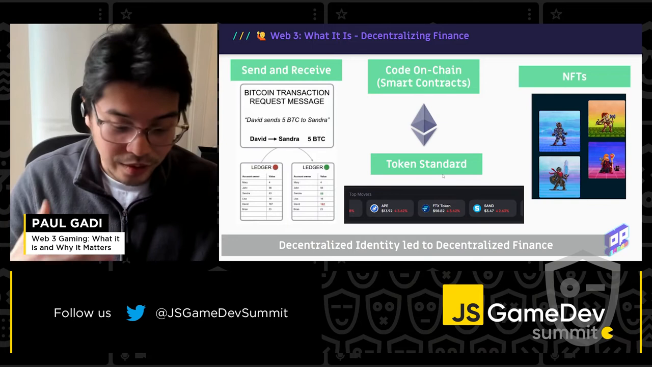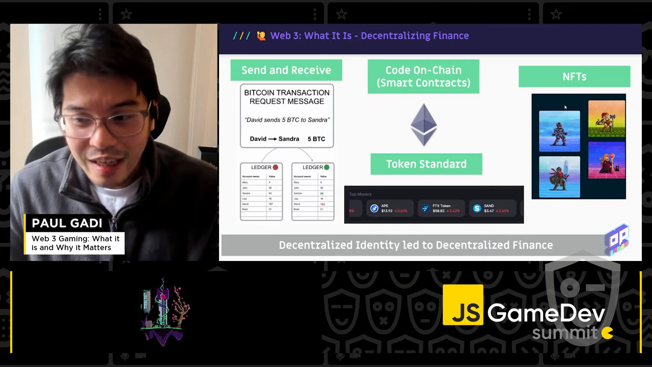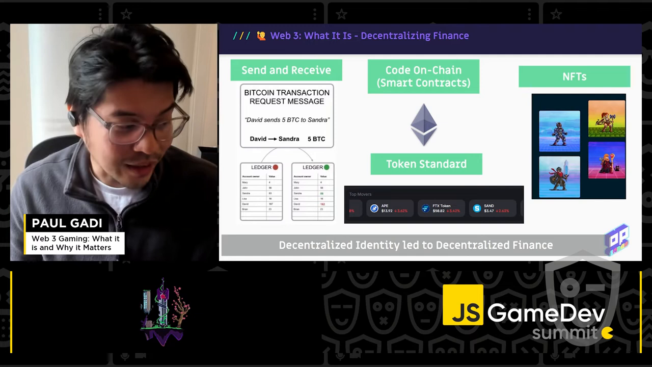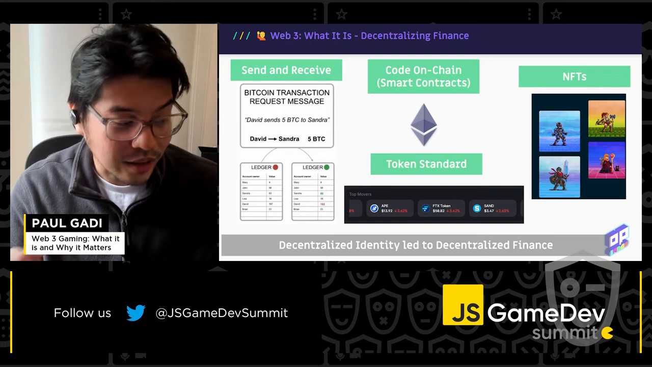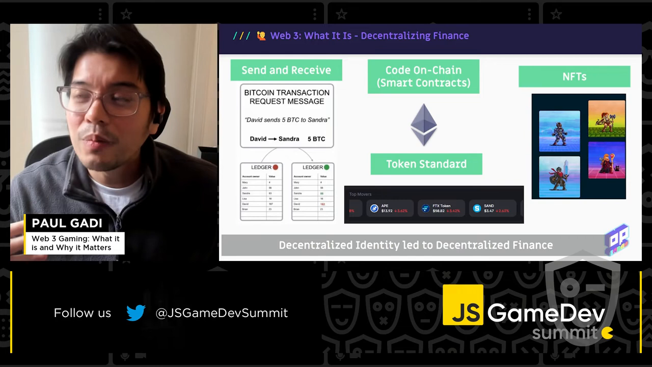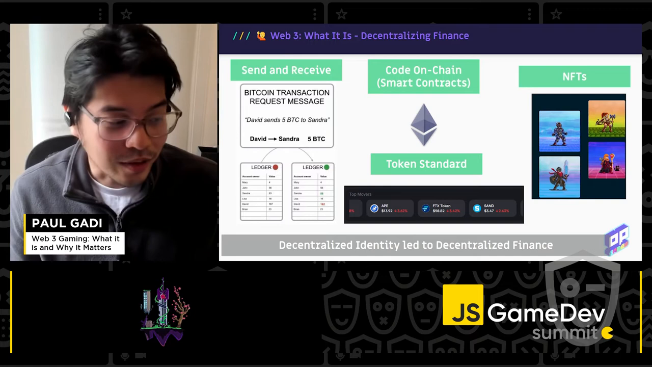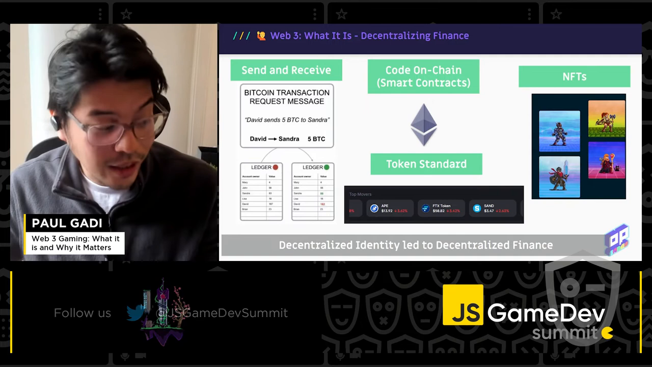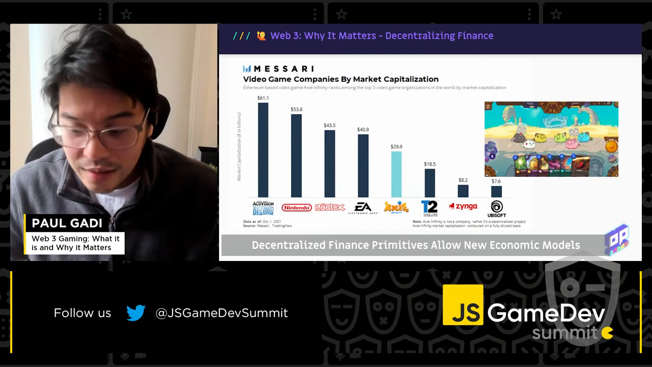And of course, we hear about NFTs a lot, something that game developers hear a lot and are a bit apprehensive about. So these tokens started out as fungible, and then the developers thought about what can we do if these tokens are non-fungible or unique, and that led to this explosion of a few kinds of virtual items and currencies. So this decentralized identity, I would say, led to decentralized finance. And this decentralized finance is what led to this explosion of new Web3 games.